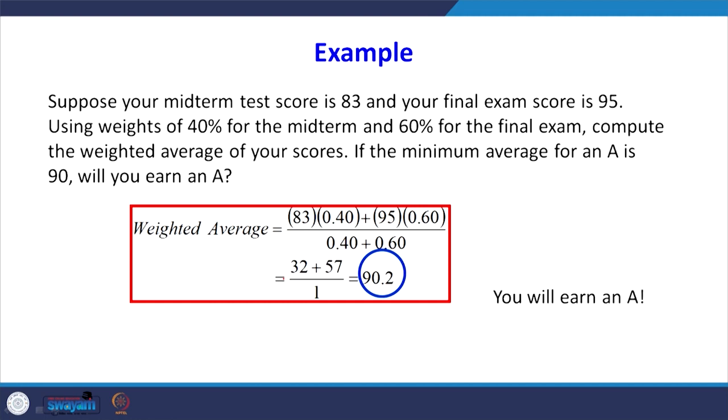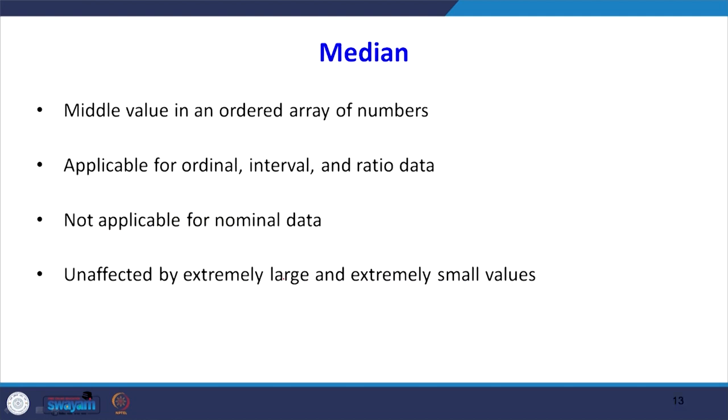So, first we have to find out the weighted average. The mark is 83, weightage is 40% for midterm. For end term your mark is 95, weightage is 60%. So, multiply those, then divide by the sum of the weights, that is 0.4 plus 0.6, which is 1. So, 90.2. If you are above 90 you will get A, because you are crossing 90, obviously you will get the A grade.